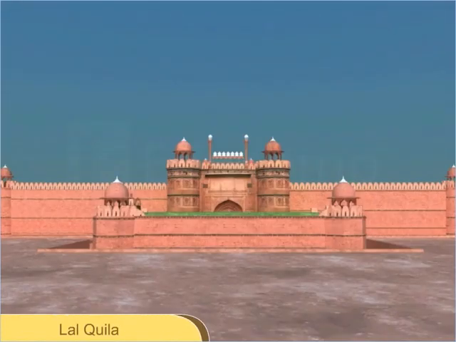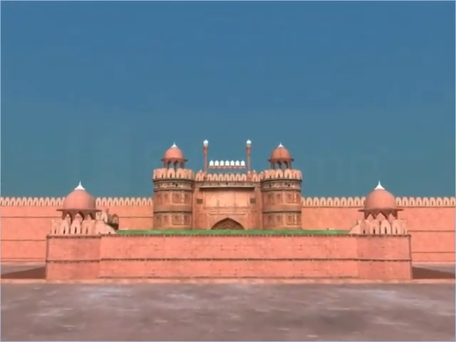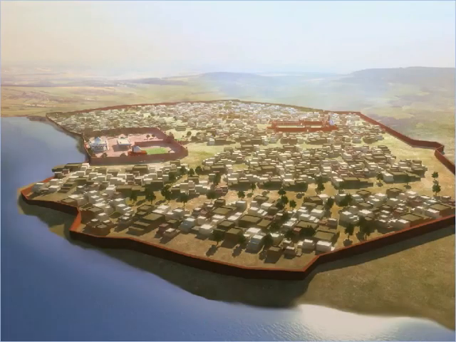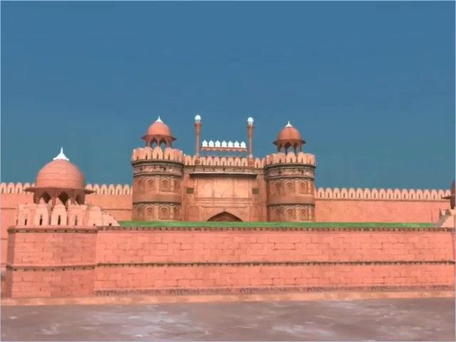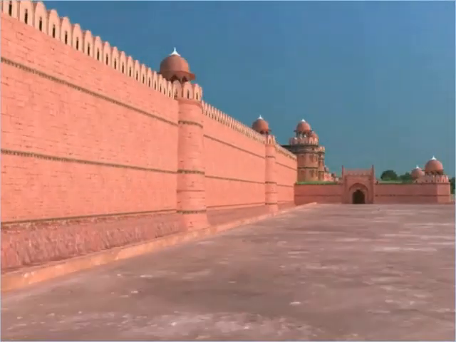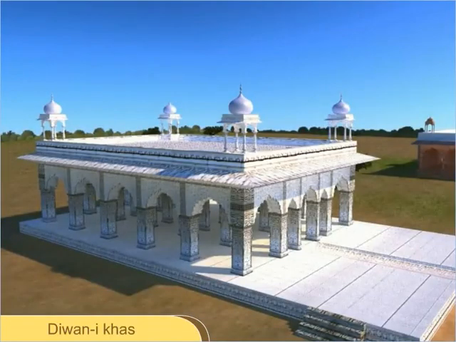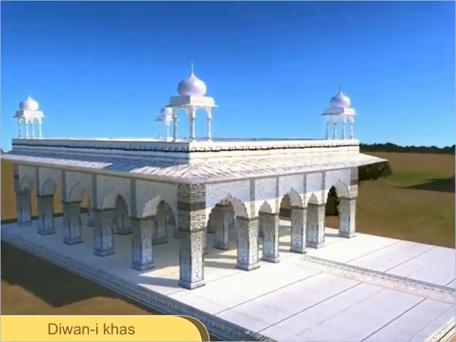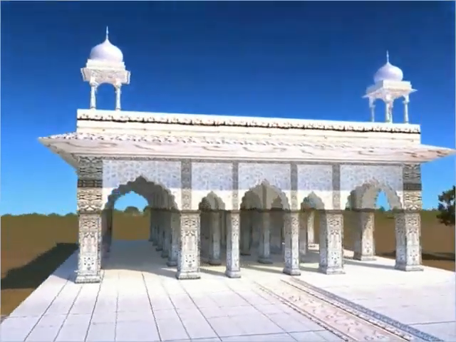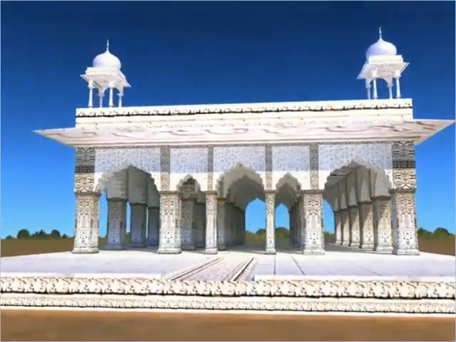The Lal Qila, the Red Fort, was built by Emperor Shah Jahan in the city of Shahjahanabad, now Old Delhi. The fort lies along the Yamuna River at the eastern edge of Shahjahanabad. It acquires its name after the massive red sandstone fence surrounding it. The Diwan-i khas is an important building of the Red Fort. It was a place where ministerial and elite gatherings took place. It's built of white marble.